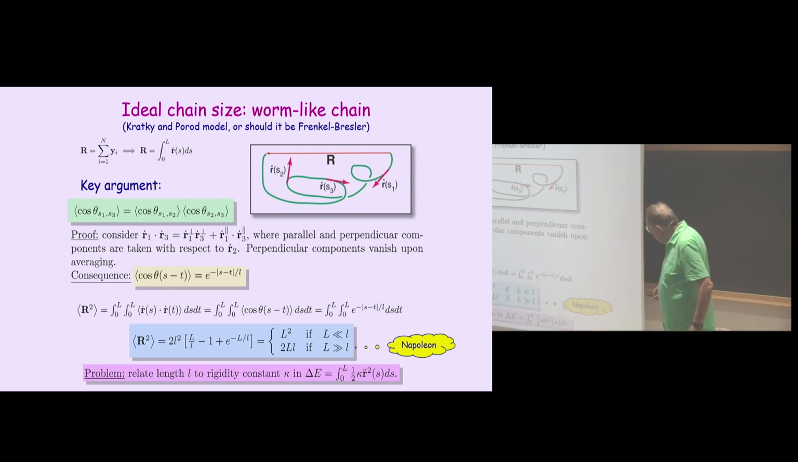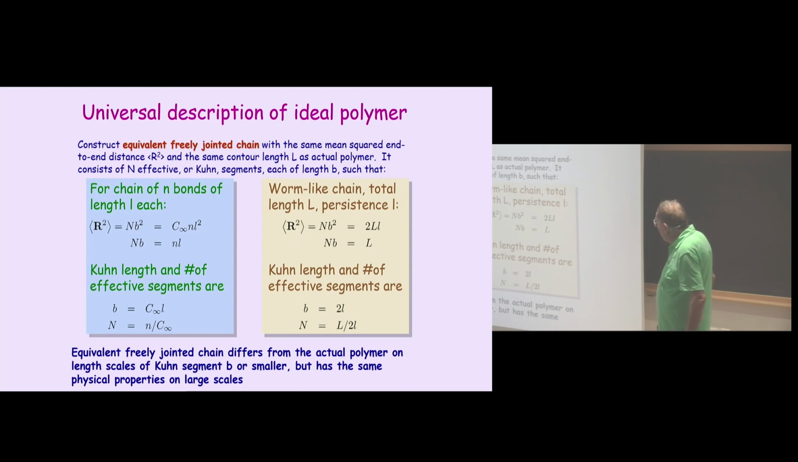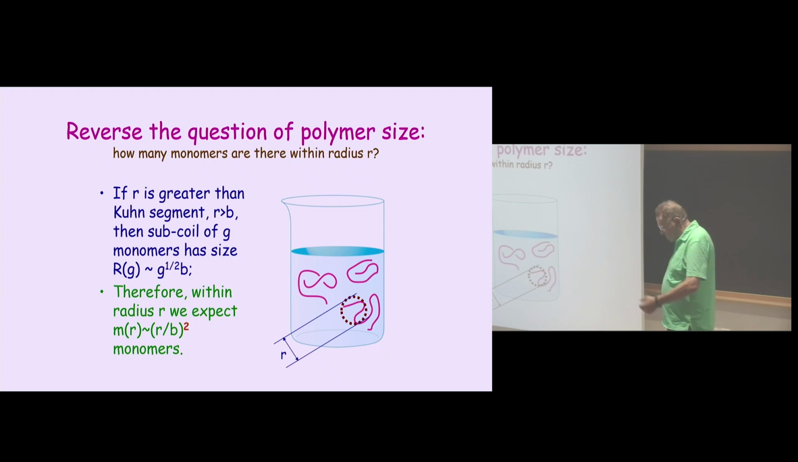Okay, so persistence length is the correlation length of these directions, and 2l is the effective segment or Kuhn segment. Those are just words, and they are summarized in this slide. I think I told you everything already. So effective segment is 2 persistence lengths. The number of segments is contour length divided by this 2l. So on large scale, everything obeys this Napoleon principle of square root of L.